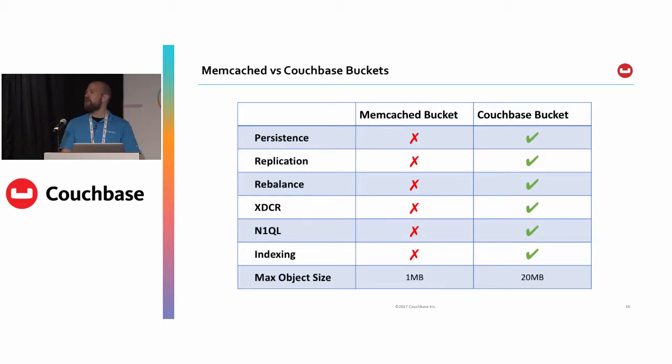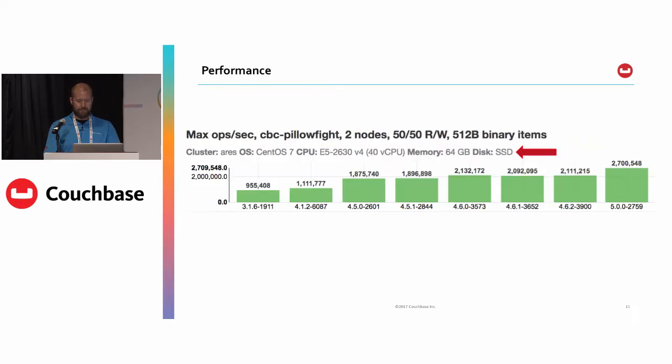So we heard you. A lot of our customers said, well, we want all of those benefits of the memcached buckets without the need to persist, but we also want all of the other features, for example, replication, rebalance, XDCR, N1QL, indexing. We basically want everything but persistence to disk.